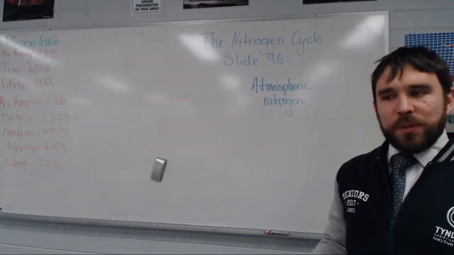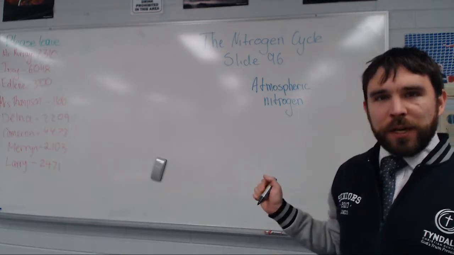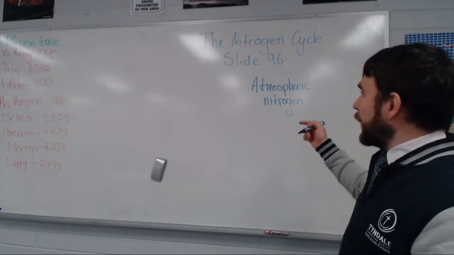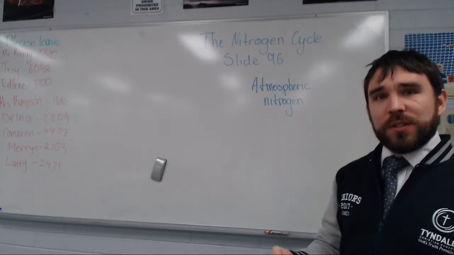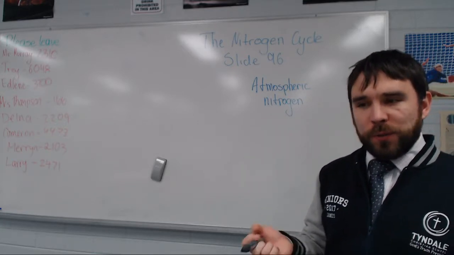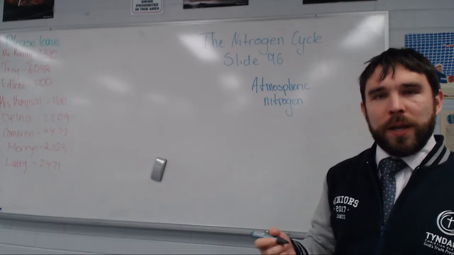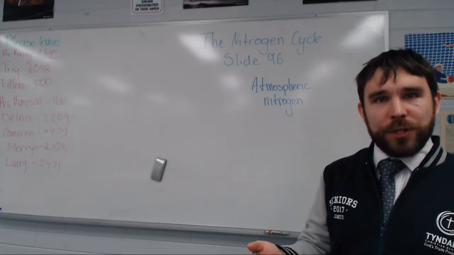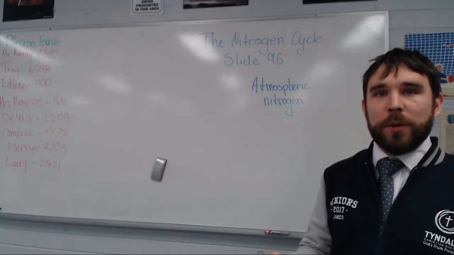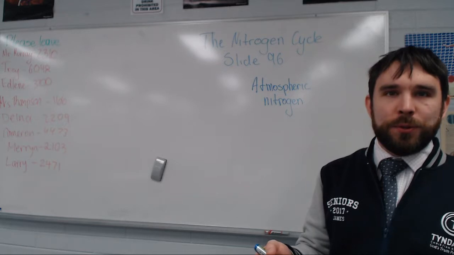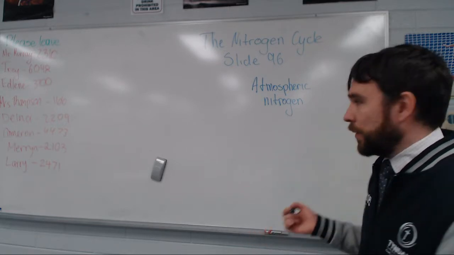So just like the carbon cycle, we're starting with our atmospheric nitrogen. That's going to be critical because that's our source of our nitrogen. Now, just like the carbon cycle, the first point of call is going to be getting that nitrogen into the living parts of our ecosystem, the living parts of our environment. But unlike carbon, it's not plants that do that for us, it's these microorganisms.